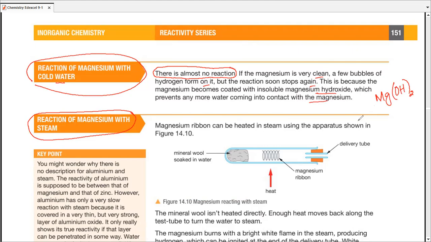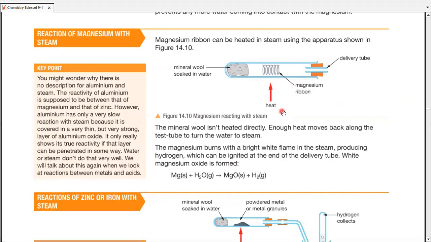So if we really want a good reaction of magnesium with water, we need to use the water in the form of steam, which brings us to the next part. Now, we take some mineral wool that is soaked in water. We have the magnesium ribbon. We keep heating it. We don't directly heat the mineral wool.